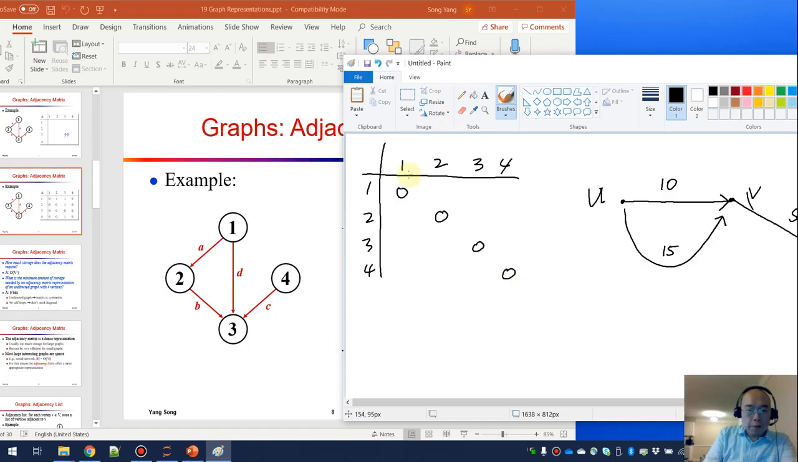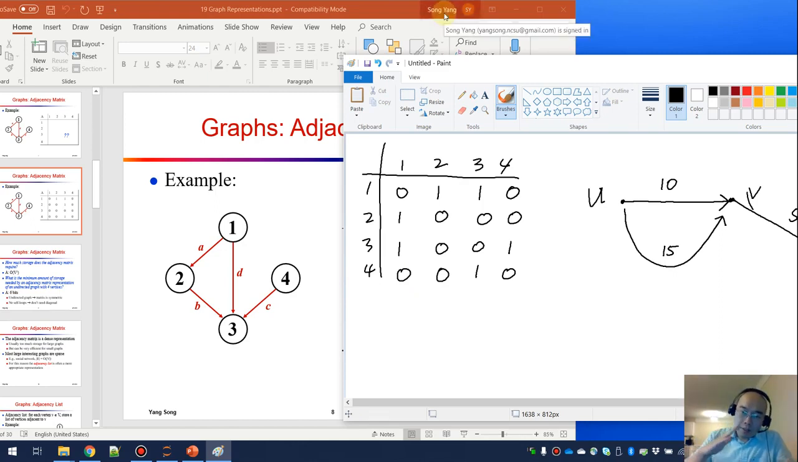Okay, and from 1 to 2, there is a 1. If we are considering this as an undirected graph, then from 2 to 1, that is also a 1. The same thing from 1 to 3, that is a 1, and 3 to 1 is also a 1. And then from 4 to 3, there's a 1, and 3 to 4 is also a 1. And I'm going to fill in the remaining slots with zeros. We are still using the same example, but we are assuming that it is an undirected graph.